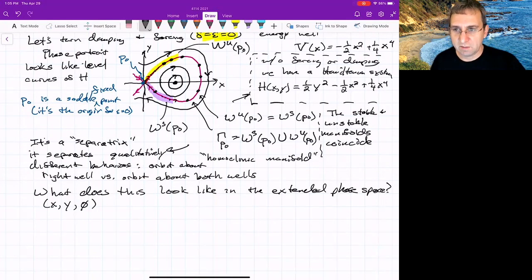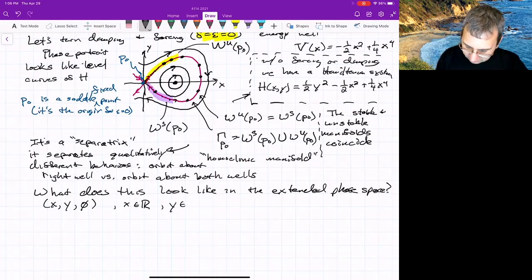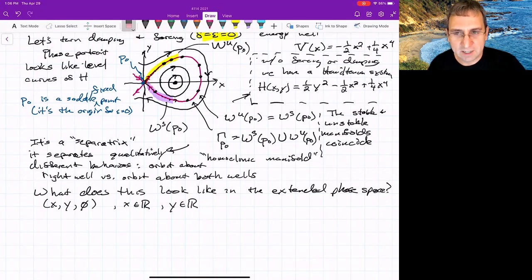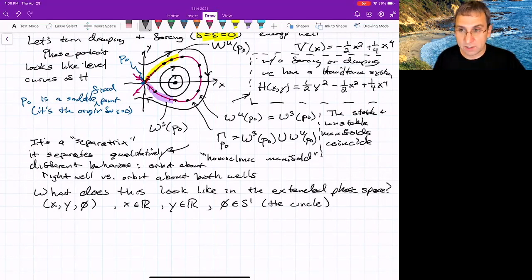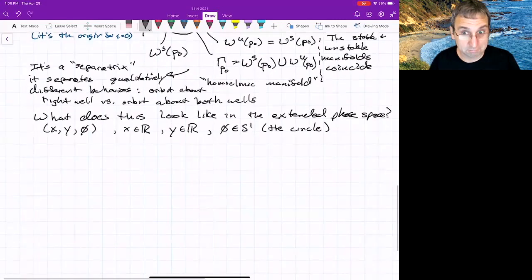Now, why am I using phi? You might notice something here. X is real, Y is real. Phi, because it represents a phase, it repeats itself. So it's equivalent to being on the circle. That's why I said in the case of forcing, time, the way it enters the equations, is a cyclic variable. So it's like the circle.